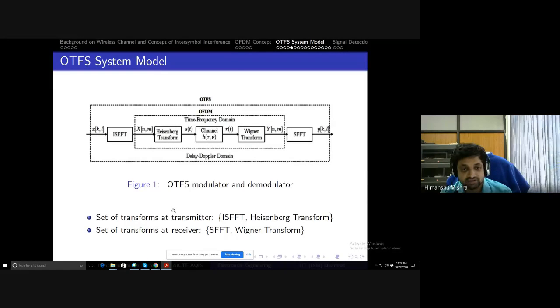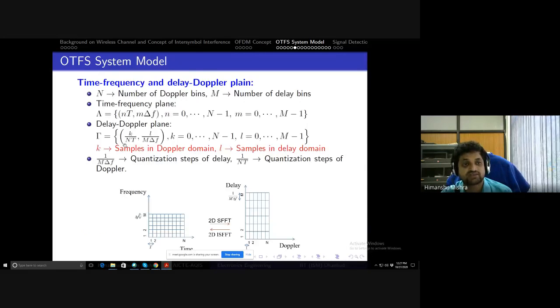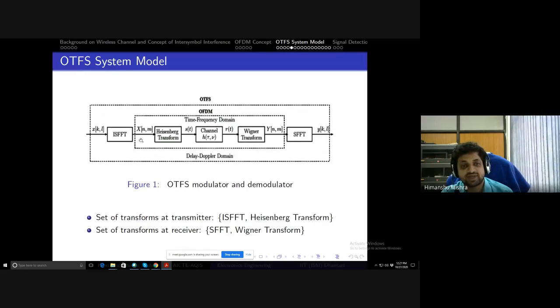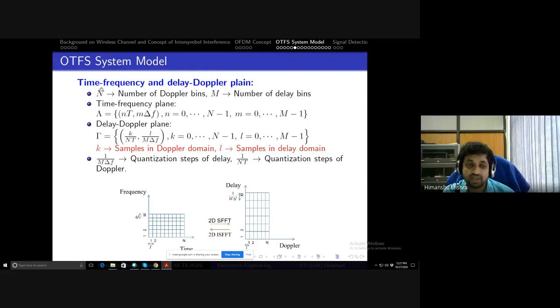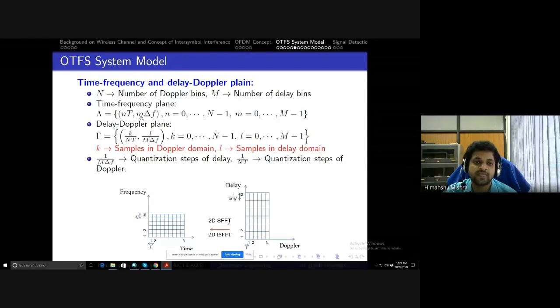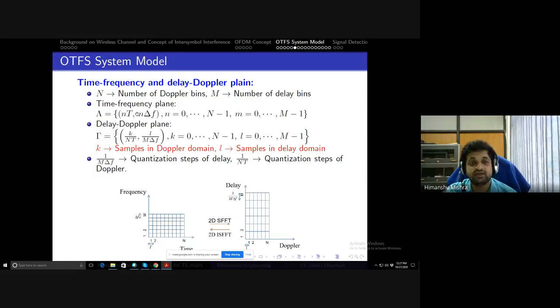Let me tell you next what the steps are, and what the ISFFT is. Before going to that, let me explain the time frequency and delay Doppler planes mathematically. What is the meaning of these two planes? Let us take a grid known as lambda. Let us take the time frequency plane at n capital T, with a time duration of capital N T and a bandwidth of capital M delta f. This is the time frequency frame. Small n will vary discretely, so this is nothing but a discrete time frequency plane.